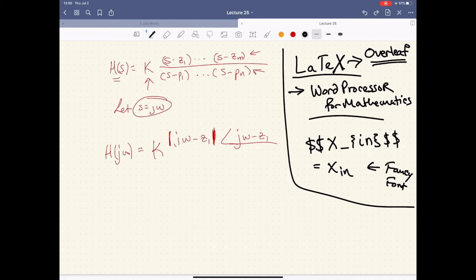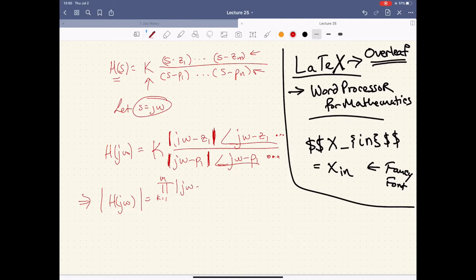So what you end up with here then is just the product of these polar representations of the function. Okay, I'm just going to put dots here. And then j omega minus p1, same deal. Magnitude of j omega minus p1, dot, dot, dot. All these guys multiply together. So effectively, the best way to write this, if you haven't seen this notation before, is product, k equals 1 to m, of j omega minus zk. This just means multiply them all together. And you can see where this is going.